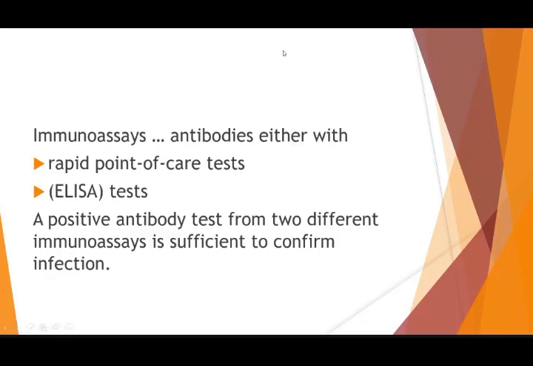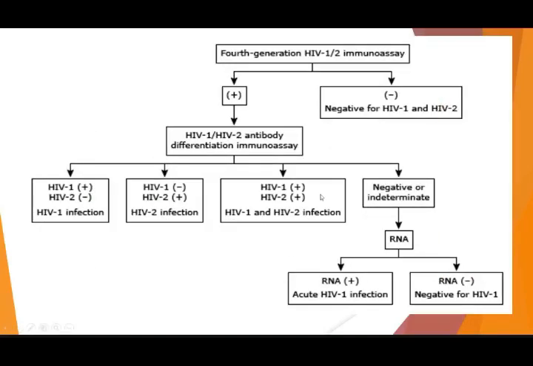In respect to the antibodies, we need two tests, either the point of care test or the ELISA test. Combining both of them will result in HIV infection positive, so this is the summary of the diagnosis.